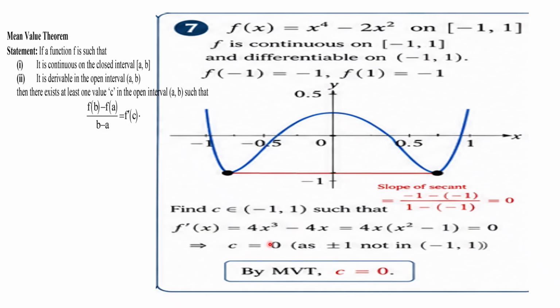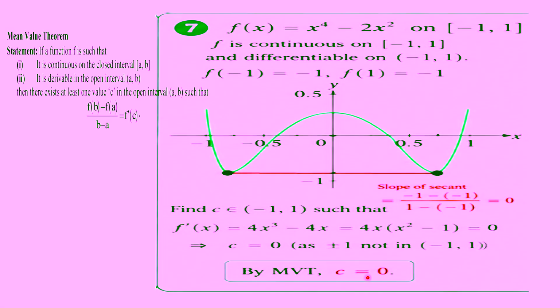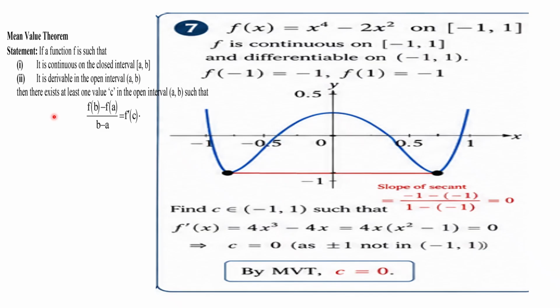f prime of x is the derivative of this function, 4x cube minus 4x, which is equal to 0. So we have two values, x is equal to 0 and x equal to plus or minus 1. But 0 belongs to the interval minus 1 to 1, and plus or minus 1 does not belong to the open interval. So we have c is equal to 0 by the mean value theorem, for which this condition holds.